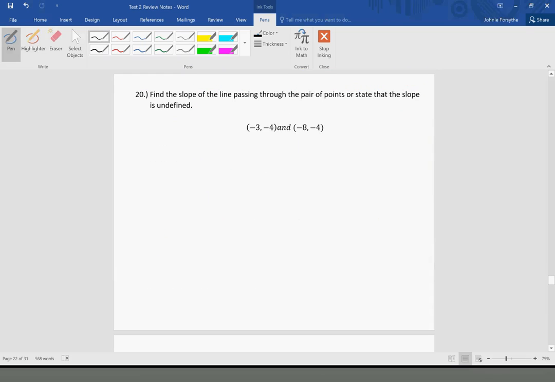Okay, the next problem, number 20: find the slope of the line passing through the pair of points, or state that the slope is undefined. So for this problem, when I have 2 points and I have to find the slope of a line, I'm going to use the slope formula, which is m equals y2 minus y1 divided by x2 minus x1. So we can label our points. The first point we'll label those coordinates x1, y1, and the second point will be x2, y2.